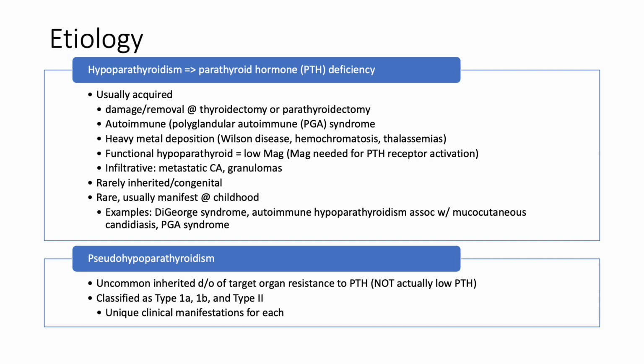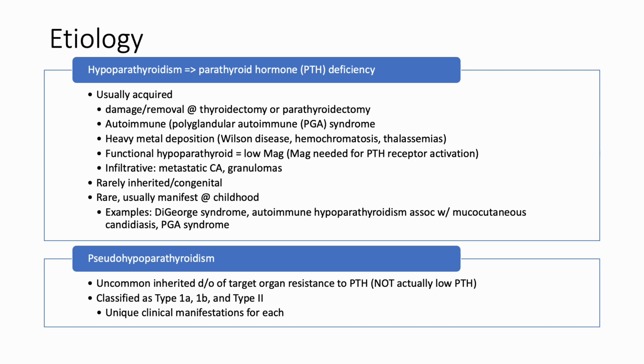DiGeorge syndrome is one of the classic syndromes where there's an infant that's born with thymic or parathyroid hypoplasia or aplasia. They eventually have T-cell immunodeficiency and hypoparathyroidism. The infants with this will have the classic low set ears, midline facial clefts, small receding mandibles, developmental delay, congenital heart diseases. There's a host of other problems with these poor babies.